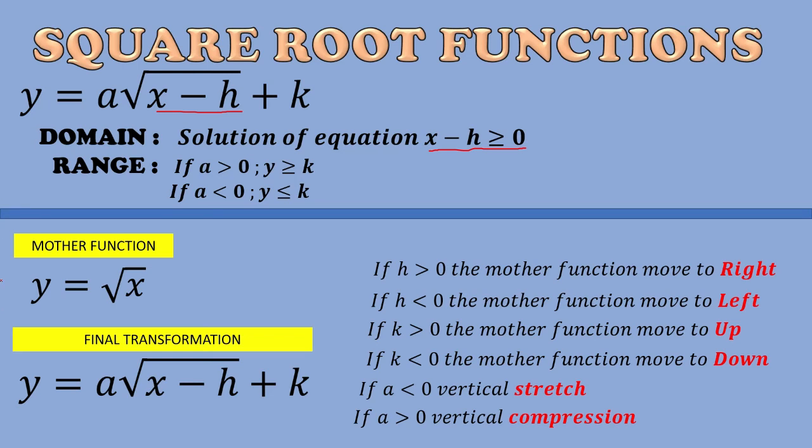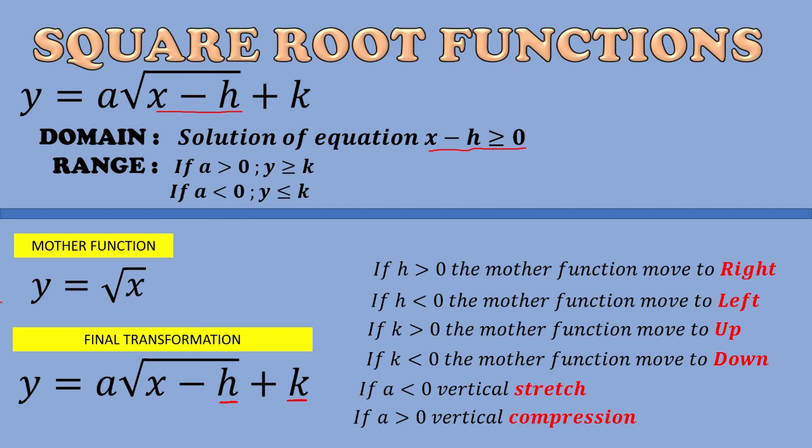When h is greater than 0, you move the model function, or the parent function, to the right. When h is less than 0, you move to the left. When k is positive, you move it up, and when k is negative, you move it down. When a is greater than 1, it's a vertical stretch. And when a is between 0 and 1, it's a vertical compression.